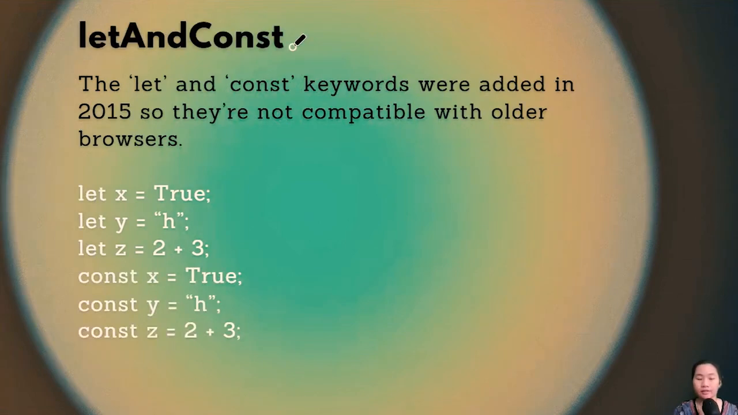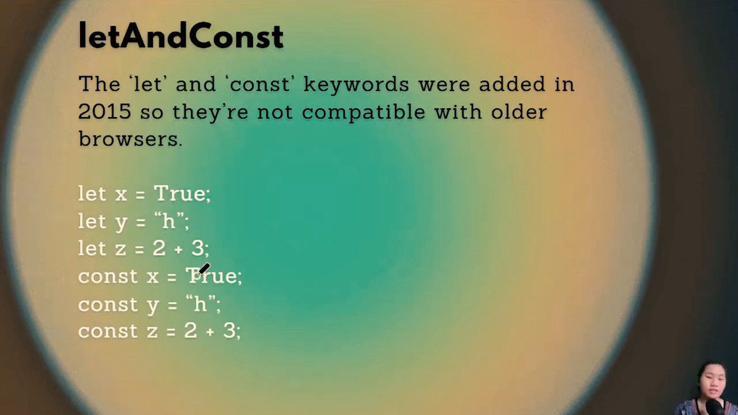Let and const. The keywords let and const were added in 2015, so unlike var, they may not ensure compatibility with older systems or older browsers. And you use them pretty much the same way as you would with var. Let x equals true, const x equals true.